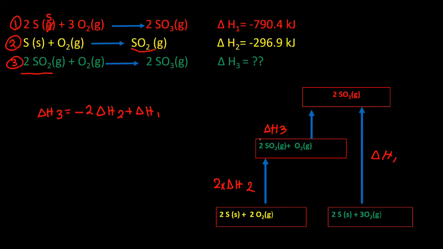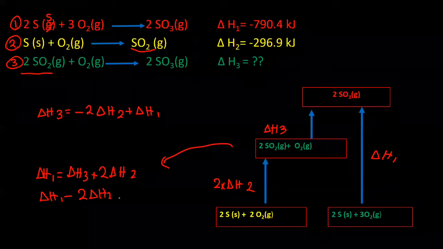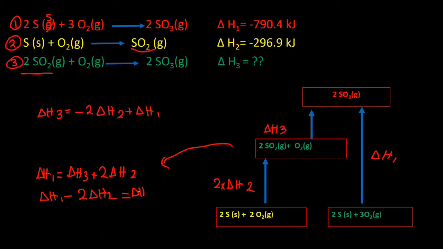So if I want to use this diagram to write it, I say delta H1 should be equal to delta H3 plus 2 delta H2. As a result, delta H3 is delta H1 minus 2 delta H2. This is something that we got from adding the equations and using Hess's law. So you see, Hess's law is based on the law of conservation of energy.